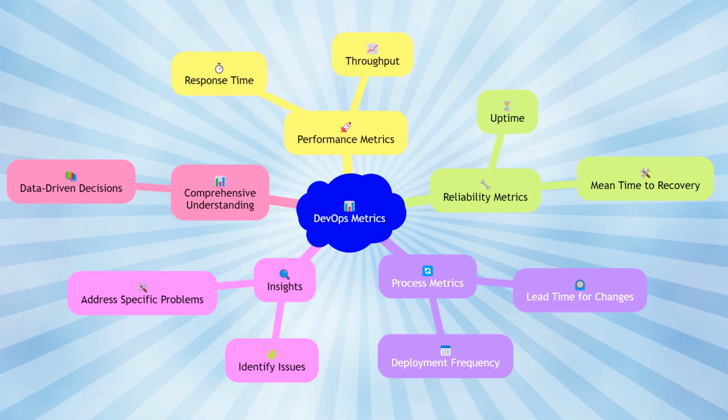There are several types of metrics that are essential for DevOps operations. These include performance metrics, e.g., response time, throughput, reliability metrics, e.g., uptime, mean time to recovery, and process metrics, e.g., deployment frequency, lead time for changes. Each type of metric provides insights into different aspects of the system, helping teams to identify and address specific issues. By tracking a combination of these metrics, teams can gain a comprehensive understanding of their operations and make data-driven decisions.